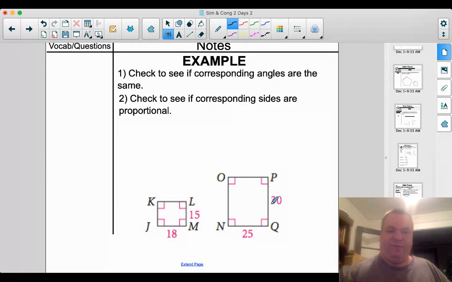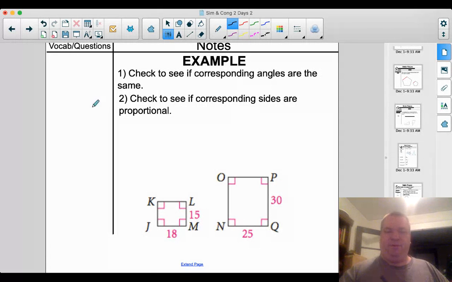Now, I started off with kind of a tricky one because these aren't really oriented the same way, are they? This has the bigger side on the bottom. This has the smaller side on the bottom. So we have to think about taking this shape and turning it so that they're oriented the same way. But in terms of corresponding sides, the small side here has to correspond to the small side here. The big side has to correspond to the big side.